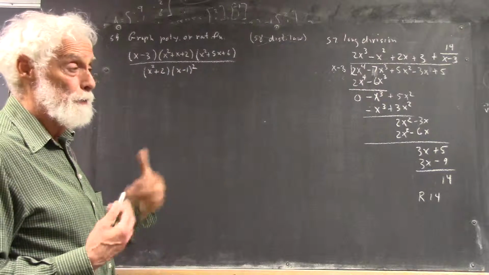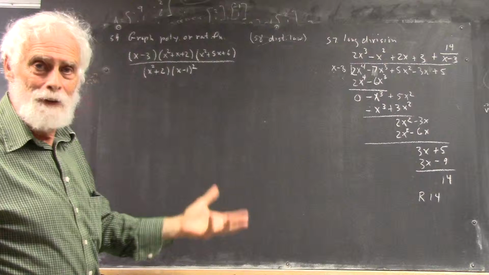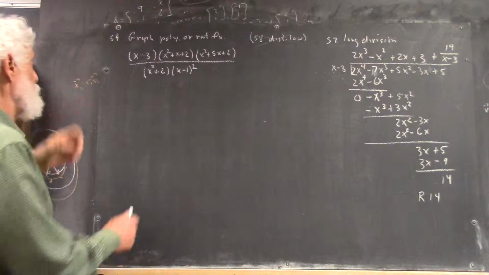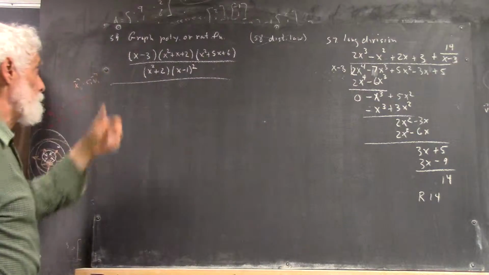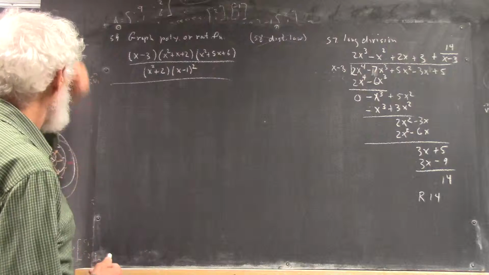Now, in general, in real world situations, lots of luck factoring. Okay? Generally can't do it, but still, this is the principle that we use to graph a polynomial or rational function.